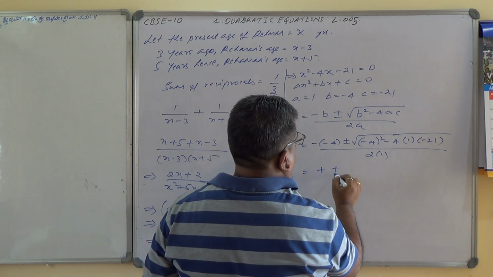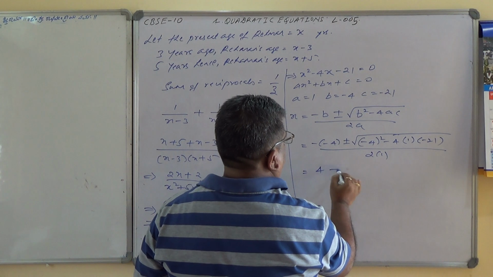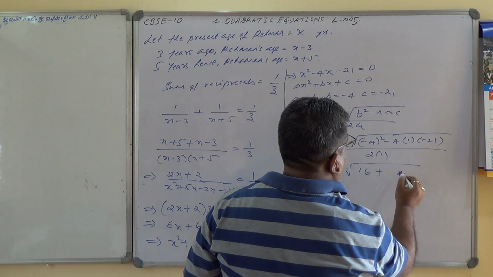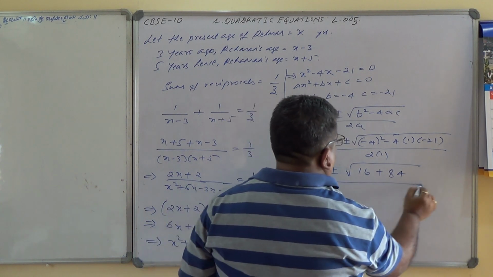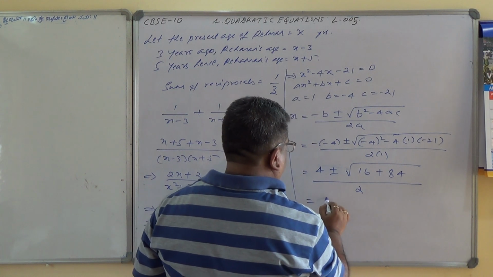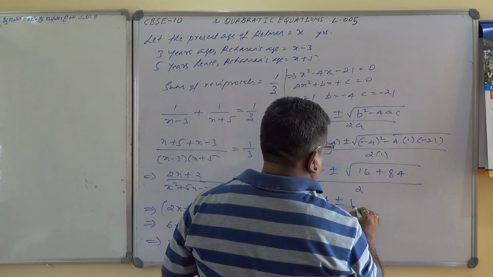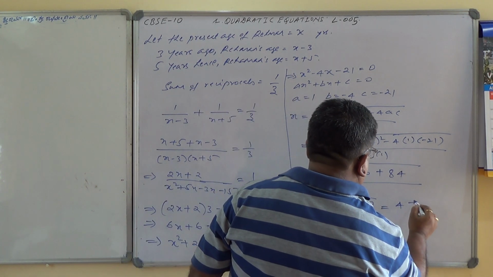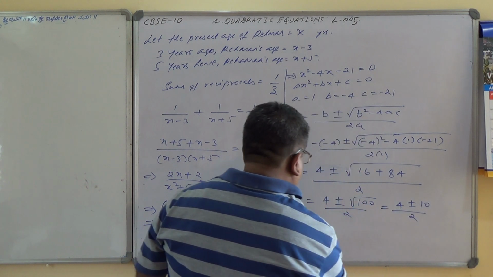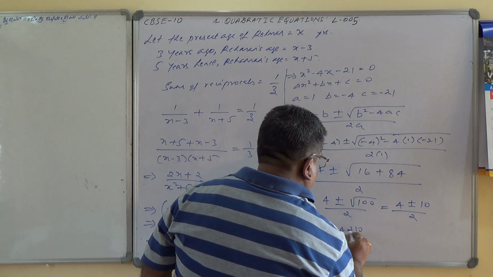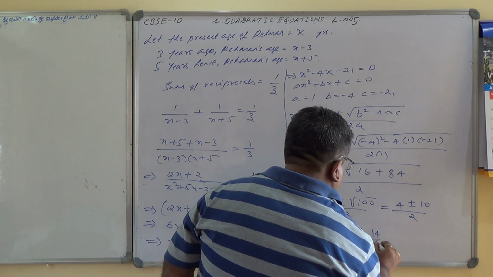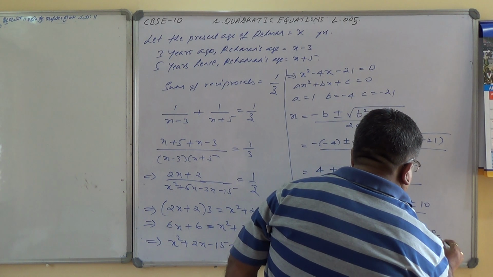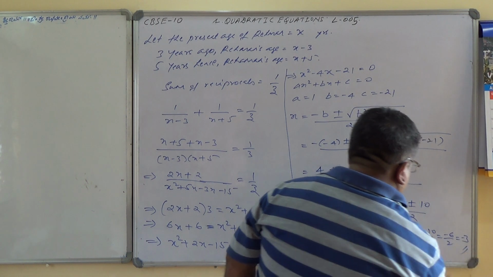That is 4 plus or minus the square root of 16 + 84, the whole divided by 2, which equals 4 plus or minus the square root of 100 divided by 2. Isn't it? Which equals 4 plus or minus 10 divided by 2. Therefore, x = (4 + 10)/2 = 14/2 = 7, or x = (4 - 10)/2 = -6/2 = -3.